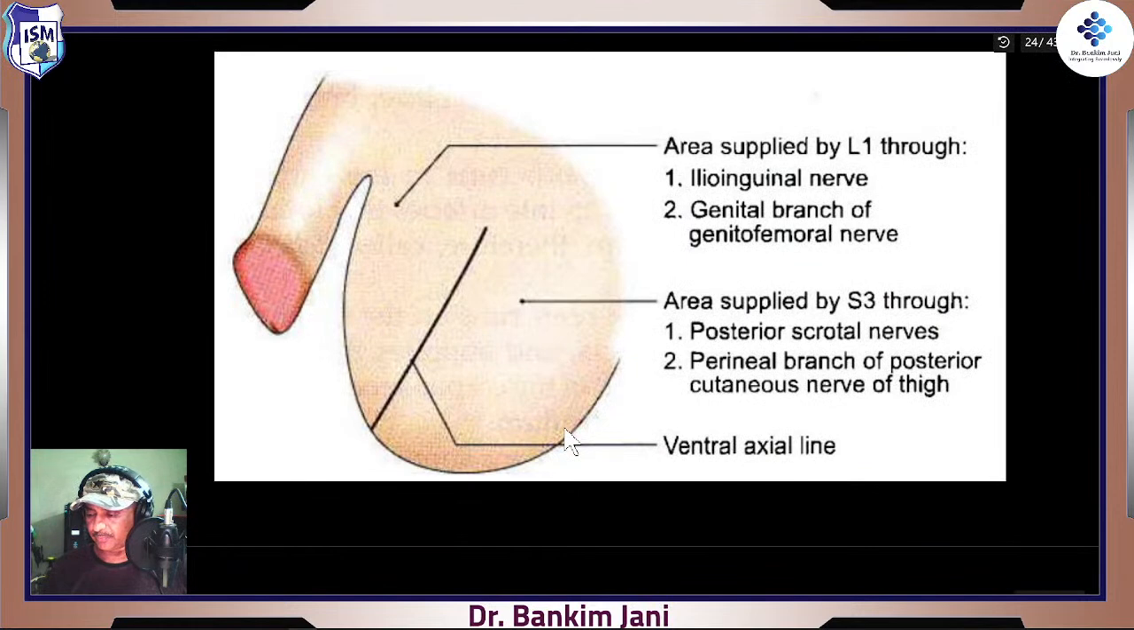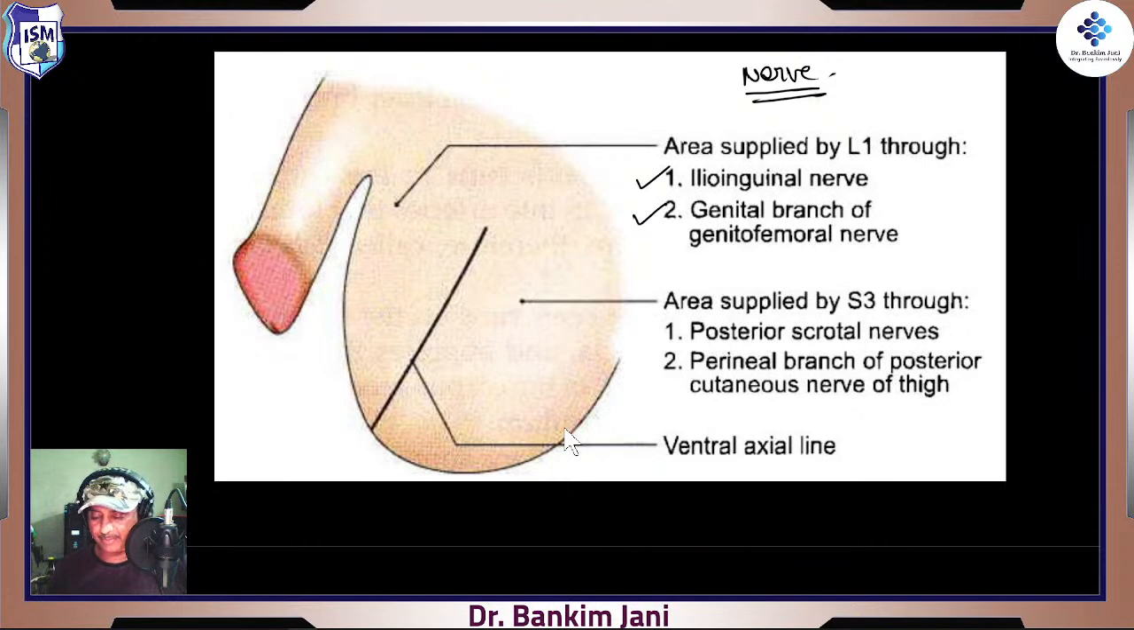To make a few things quick, this is the nerve supply, and the nerve supply is pretty straightforward. The area supplied by L1, the anterior portion, is supplied by the ilioinguinal nerve and the genital branch of the genitofemoral nerve, because we have seen both of these nerves. They come straight away: ilioinguinal and the genital branch of genitofemoral nerve.